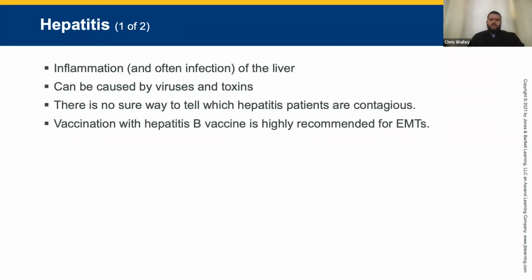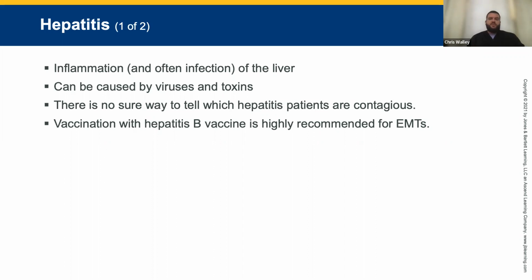Hepatitis. It's an inflammation, often infection, of the liver. It can be caused by a number of different viruses and toxins. There is no way to tell which hepatitis patients are contagious. Hepatitis A can be transmitted only from a patient who has an acute infection, whereas hepatitis B and C can be transmitted through long-term carriers who have no signs of illness. A carrier is a person or animal in whom an infectious organism has taken up residence.